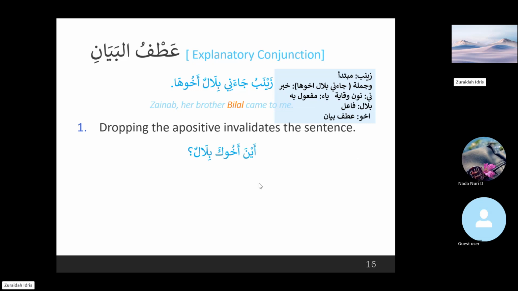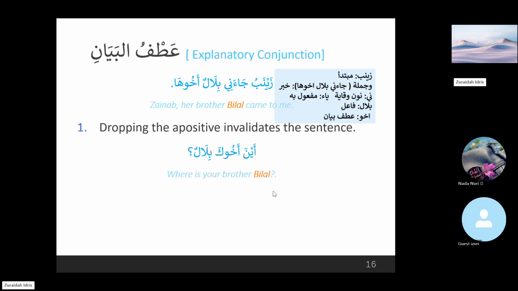Now, in this case, however, aina akhuka Bilalun, this is also jumlah ismiyah. There's only jumlah ismiyah. Where is your brother Bilal? Now, if I drop Bilal, where is your brother? It's still intact. My jumlah ismiyah is still intact. And if I drop your brother, where is Bilal? The jumlah ismiyah is still intact. No change. Of course, the meaning is less now because we don't explain Bilal or your brother, right?